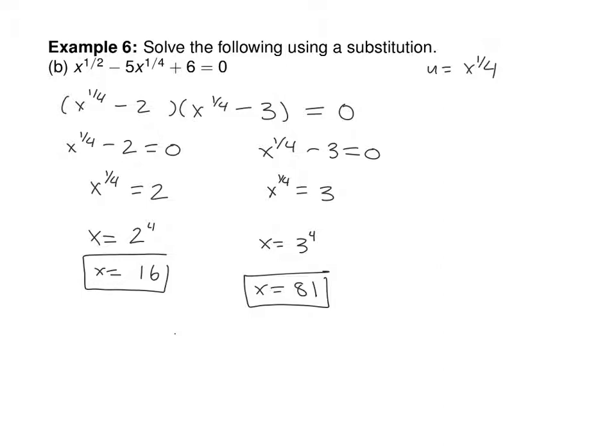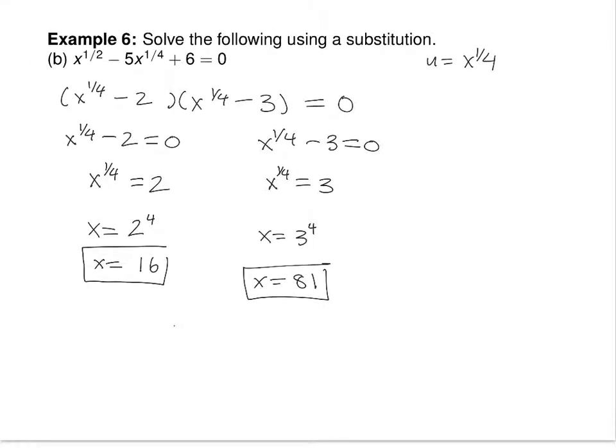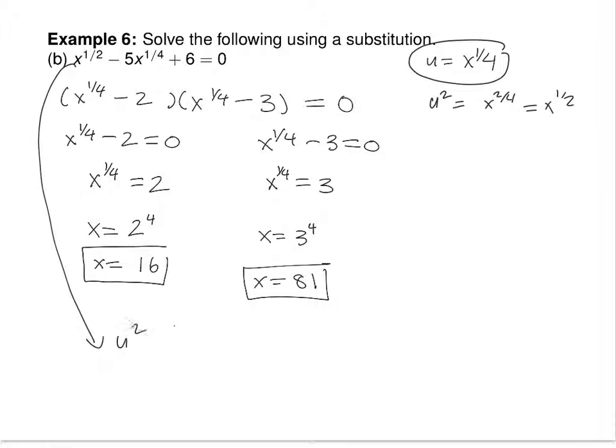Should I show you what the substitution would be as well? Do you want to see? Okay. If you did this substitution, does it make sense that u squared is x to the 2/4, or x to the 1/2? So if you substitute, you're going to end up with u squared minus 5u plus 6 equals 0. And my guess is you could get it from there, right? Does that make sense? Yeah, okay.